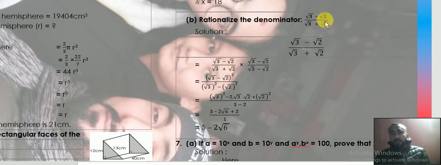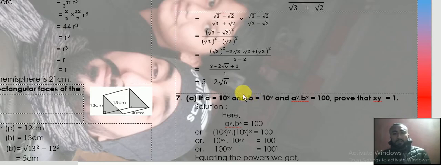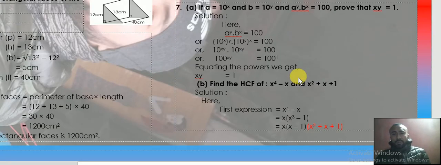So here the denominator is in the form of a plus b, so its conjugate factor is a minus b. So we have multiplied both the numerator and denominator by root 3 minus root 2, and by simplification you get 5 minus 2 root 6. Now let's move on to question number 7a.